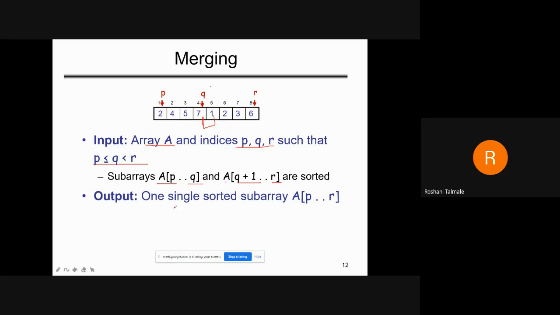Okay, and what will be the output? The output of merge sort is one single sorted sub array from P to R, and there are so many elements over here. Okay, this is the output. Now, how you will write the small pseudocode for merge sort, that we will see.